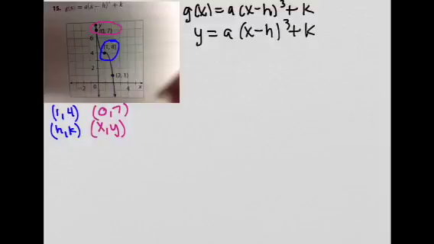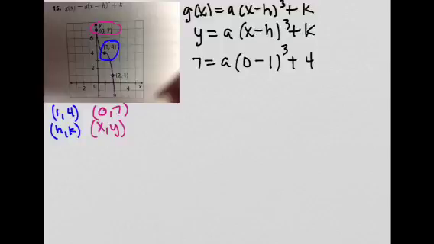And solve for a. So the y is 7. And again, remember, I'm looking at the information down here. So the y is 7. The x is 0. The h is 1 cubed, and the k is 4.